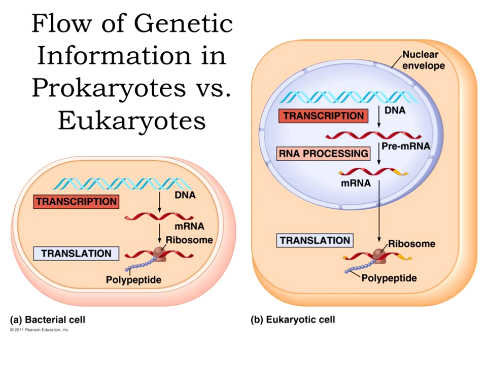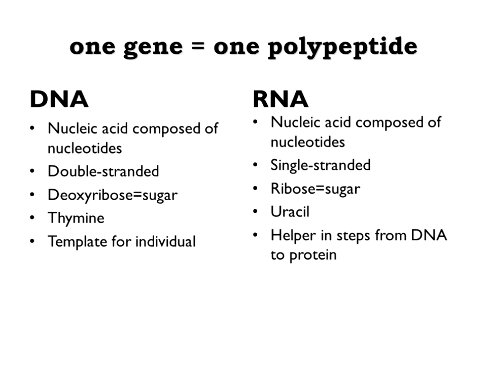Also, there tends to be extra information in a lot of the eukaryotic chromosomes and DNA, so there will be a pre-messenger RNA, which is prior to the removal of that excess information. One gene equals one polypeptide. Remember, a polypeptide is multiple amino acids together, so one gene is one polypeptide.